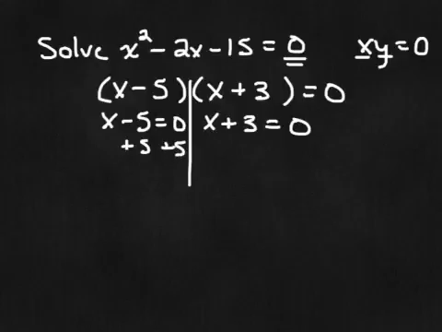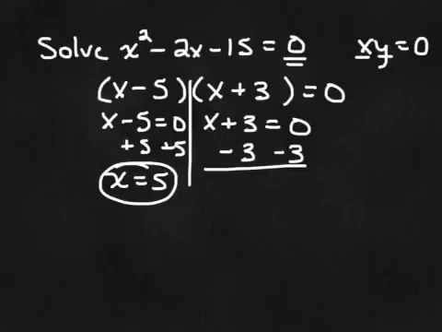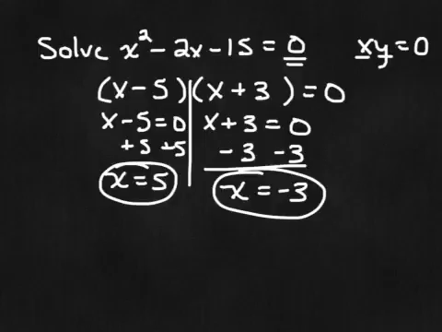Add 5 to both sides. So on this side, x could equal 5. Or subtract 3 from both sides, and x could be negative 3. Alright, both of those are solutions. It's x equals 5 or x equals negative 3.